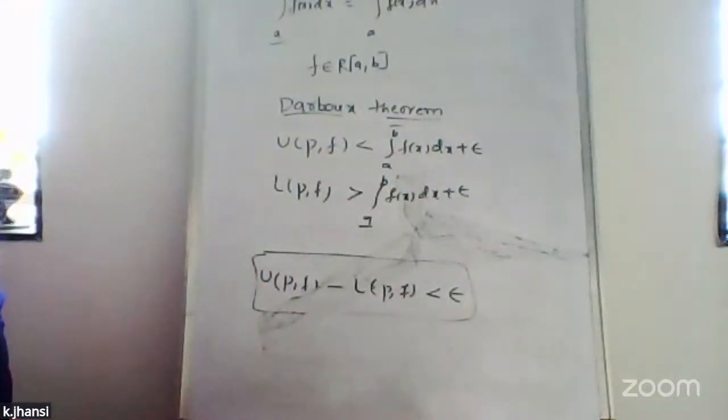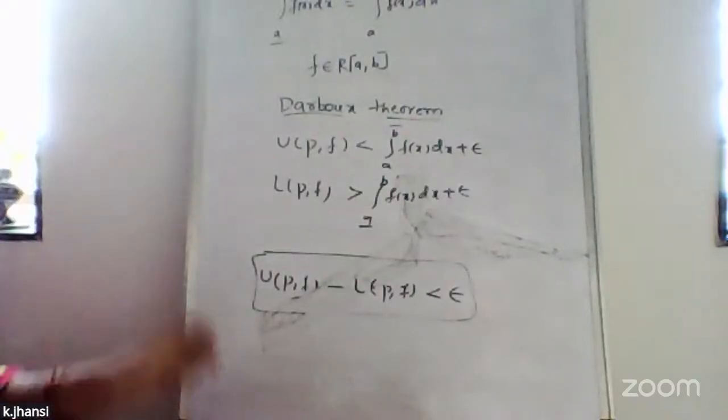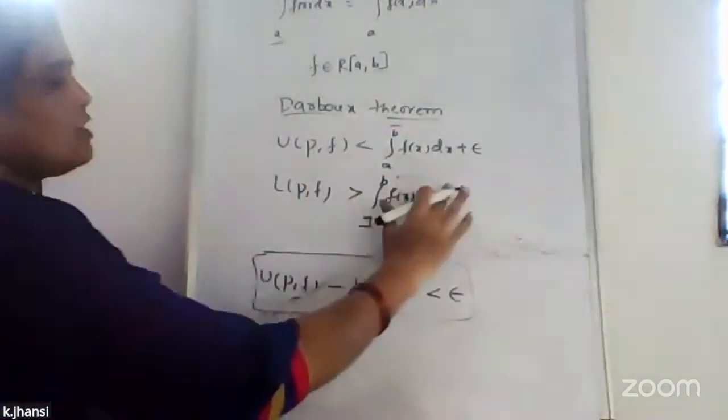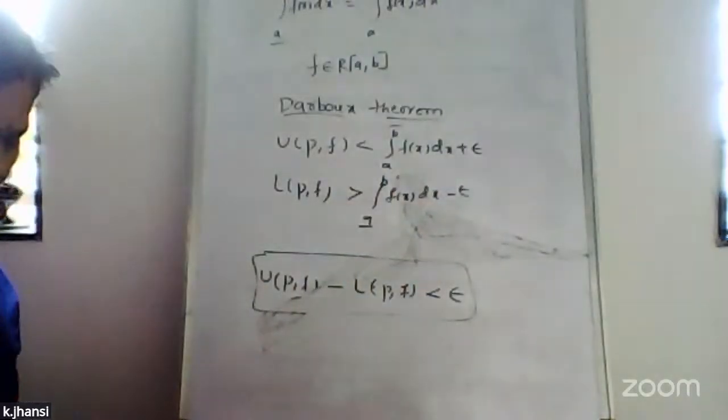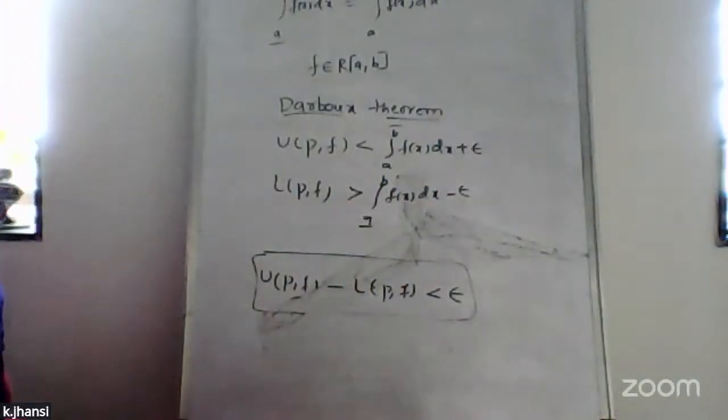Okay, and the condition for the Darboux theorem is this one. This is minus epsilon, on page number 90. So the theorem proof is there. This is the important one.